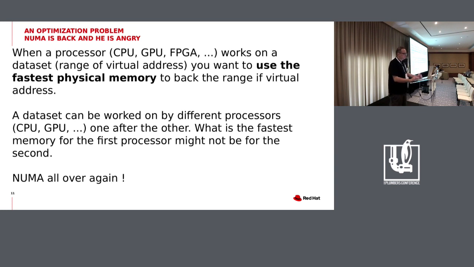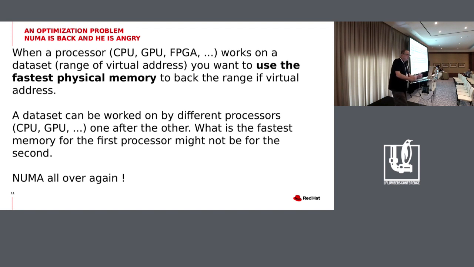And I was talking at the beginning about how the data set can move from one device to the other. So you start working on the CPU, then you do something else on the GPU, and then something else on FPGA, and then maybe something else on some network adapter, RDMA, for instance. And so your data set is not always worked on by just one compute unit. It can be worked on by CPU, GPU, FPGA, and so on. And so what is fastest at one point in time might not be the fastest at the next point in time. From the CPU point of view, this memory might be faster, and then from the GPU point of view, this other memory is faster.